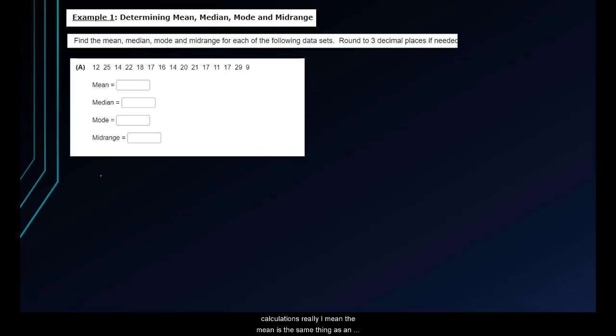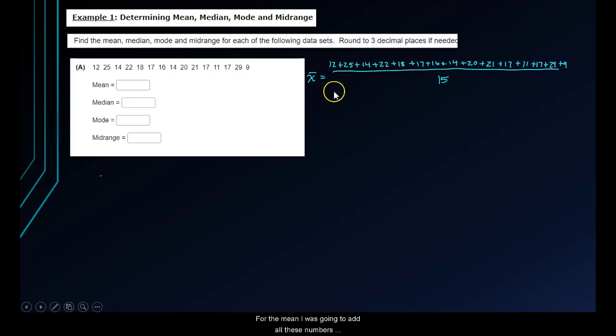Pretty simple calculations, really. The mean is the same thing as an average, and most everybody knows how to take an average. You add all the numbers together, and you divide by the total number there are. So for the mean, I'm just going to add all these numbers together, and there's 15 numbers down here, so I'll divide by 15, which is 262 over 15, which is about 17.467 if you round to 3 decimal places.